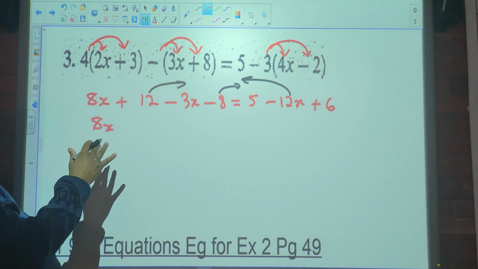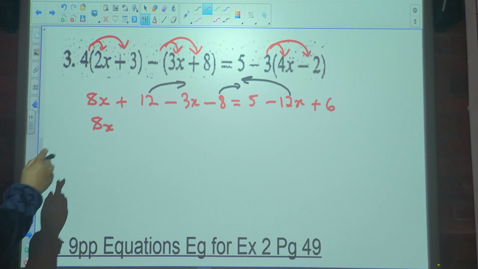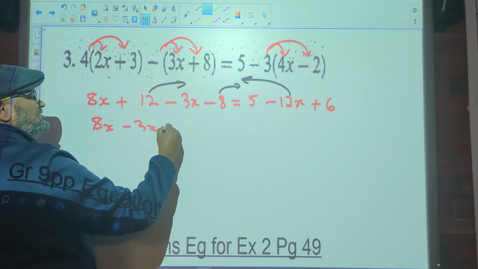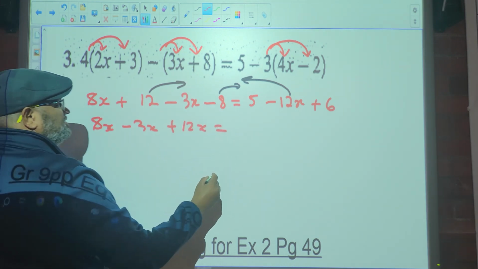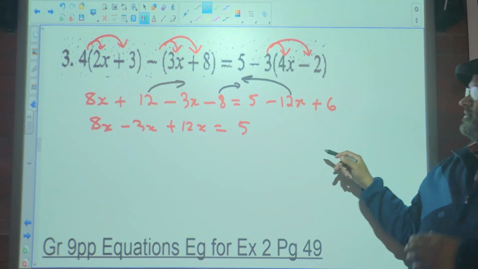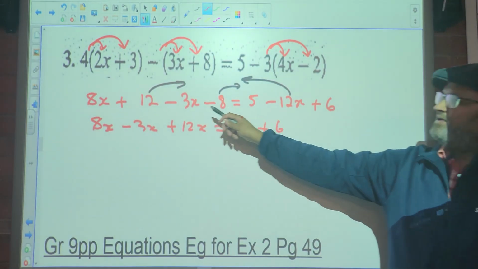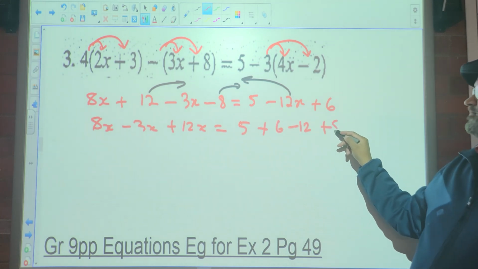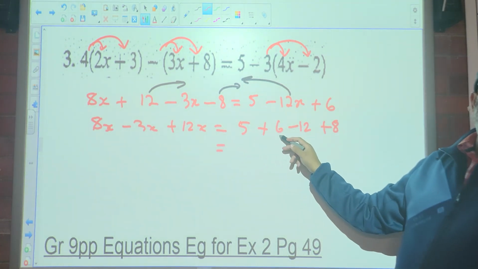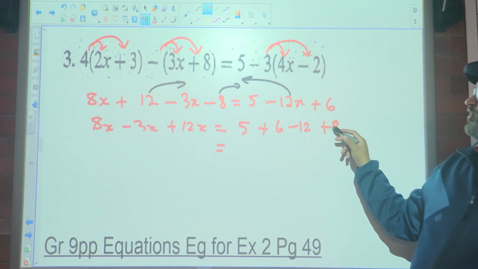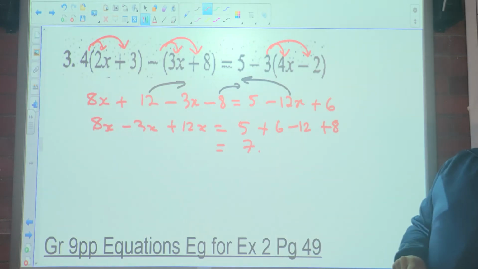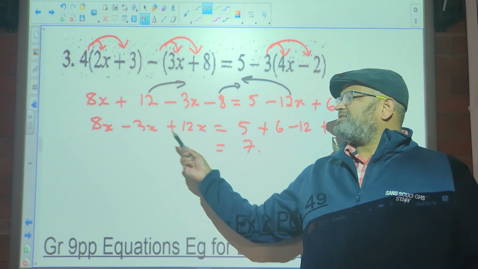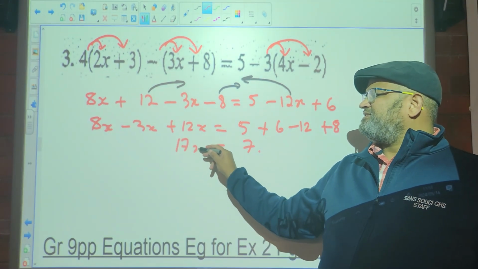So whatever stays on the left hand side, I write that down first. So you got 8x minus 3x minus 12x becomes positive 12x is equal to 5 plus 6 minus 12 plus 8. So 5 plus 6 is 11. 11 minus 12 is negative 1 plus 8 is 7. 8 plus 12? 20. Minus 3? 17.